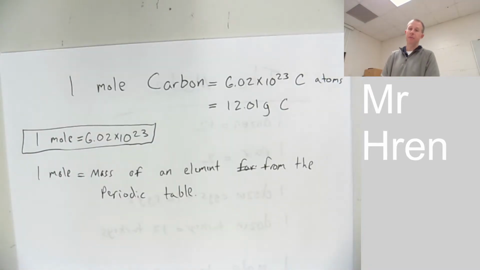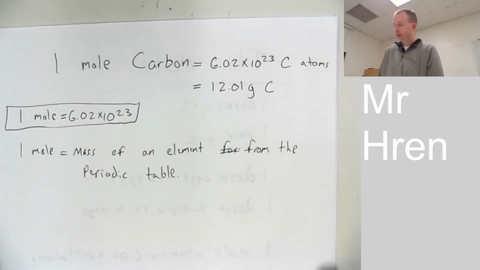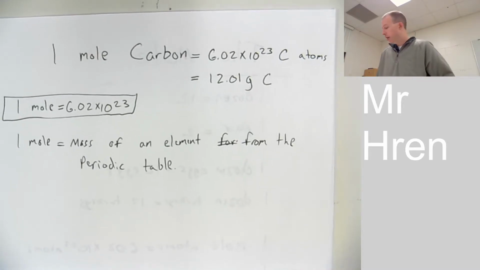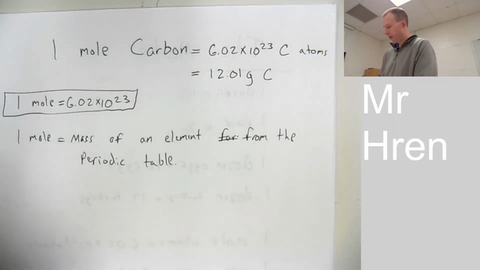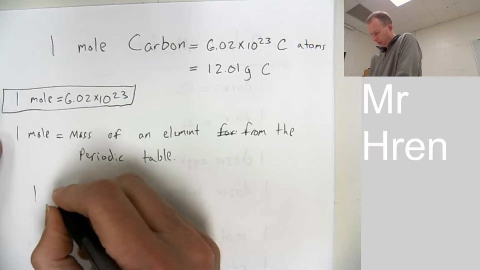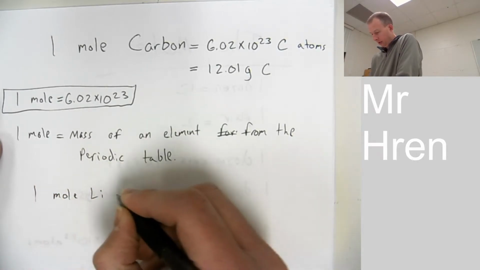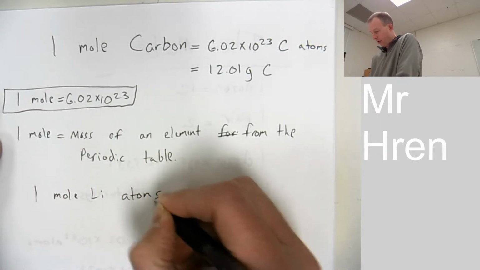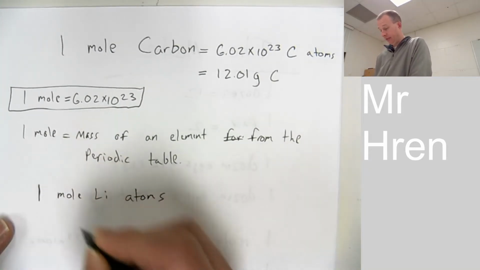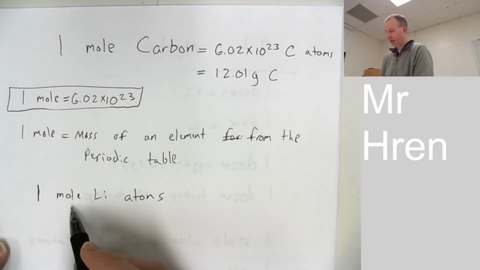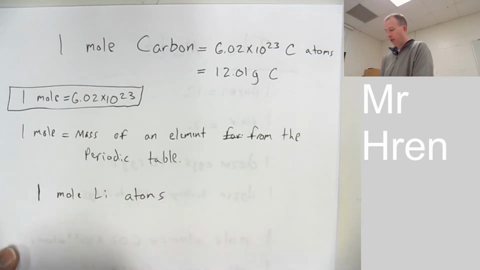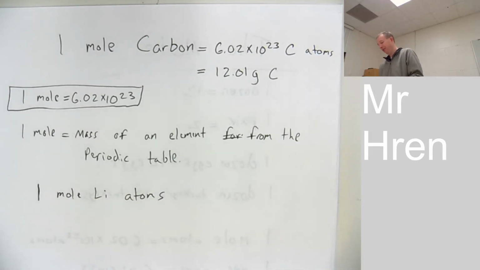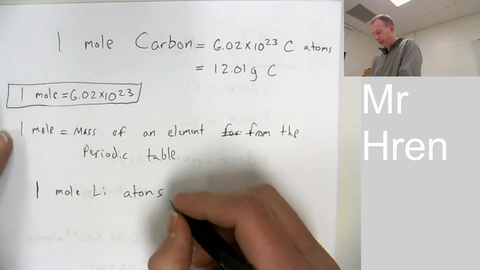You can also have a mole of molecules. You can have a mole of formula units, all kinds of different things. So, to give you another example here, let's say we had 1 mole of lithium atoms. And just so you know, from now on, after this little video example, I'm going to be abbreviating mole as MOL. I'm just doing it to try to be succinct here. But after this, I'll just be writing it MOL.